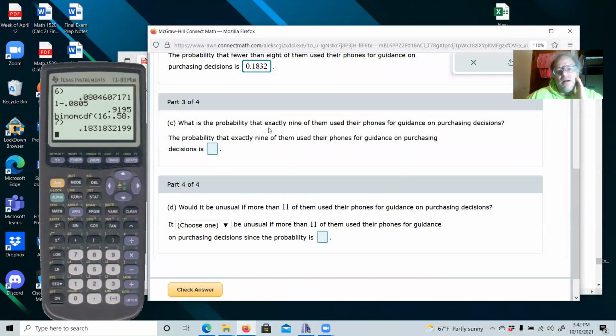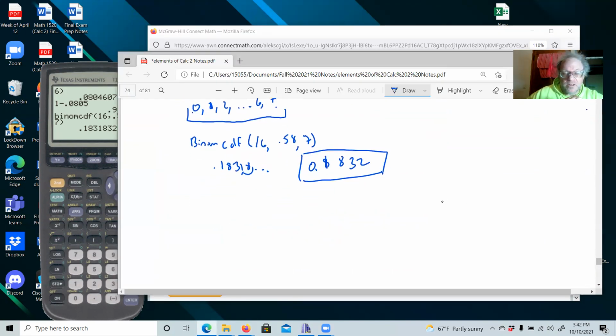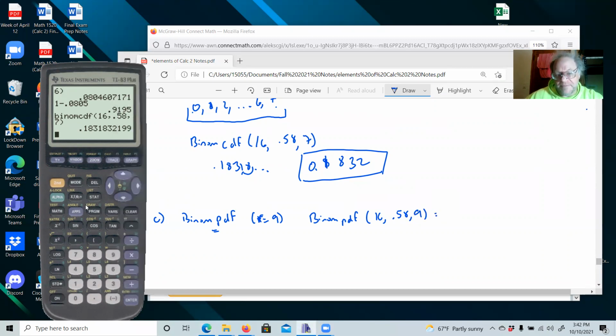The probability that exactly 9 of them. So here's another key word, right? Exactly 9. So we can use a particular value. We want 9. So part C here is going to be Binompdf because we want that particular value of x equals 9 or r equals 9. So we're going to do Binompdf. How many folks do we have? We have 16 folks. What is their probability of success? It is 0.58, and we want 9. We're just going to type that in.